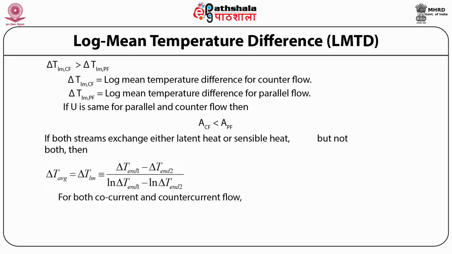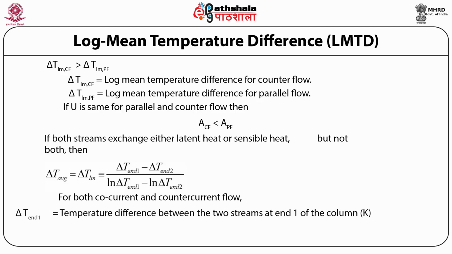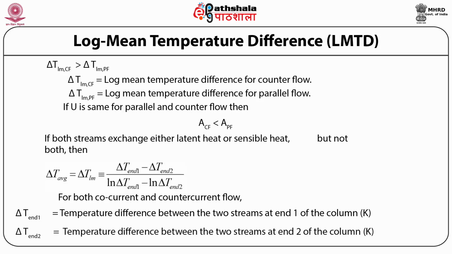For both co-current and counter-current flow, del T end1 equals the temperature difference between the two streams at end 1 of the column, unit is Kelvin. Del T end2 is the temperature difference between the two streams at end 2 of the column, unit is Kelvin.